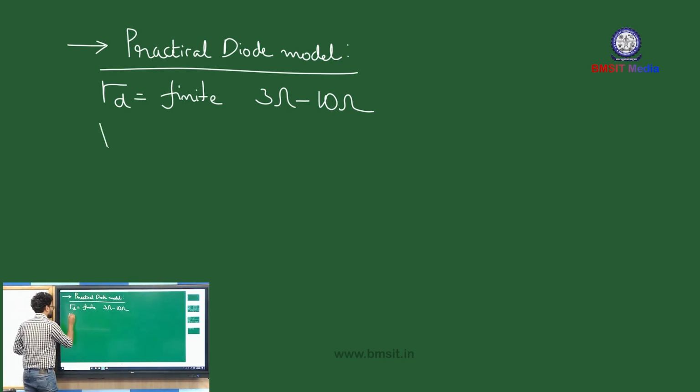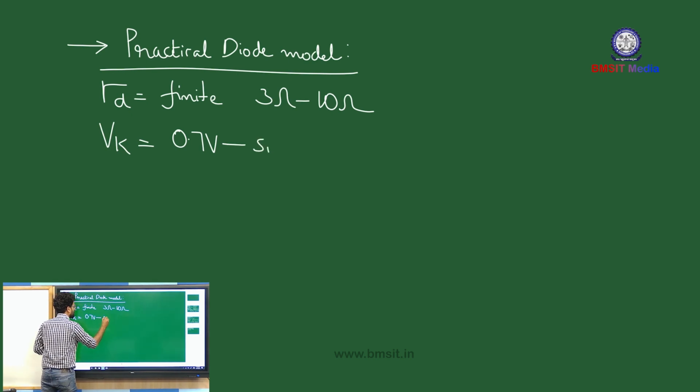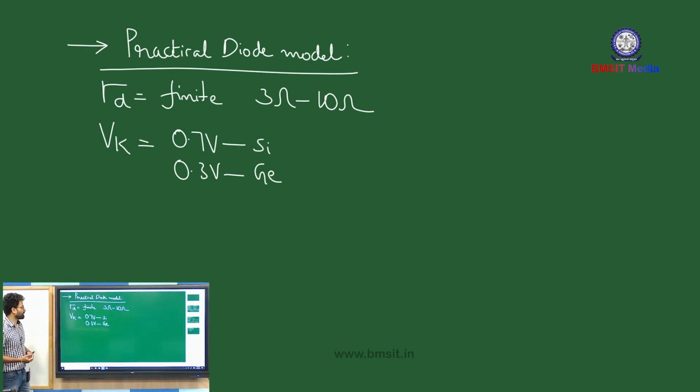Okay, and every p-n junction diode is made up of semiconductor material. It could be silicon, germanium, or gallium arsenide. So you will have some Vk value. If you use silicon, the Vk is going to be 0.7 volt. If you use germanium, the Vk value is going to be 0.3 volts. So if we consider Rd and Vk in our diode model, then the resultant diode model is called the practical diode model, or you can also call it the realistic diode model.